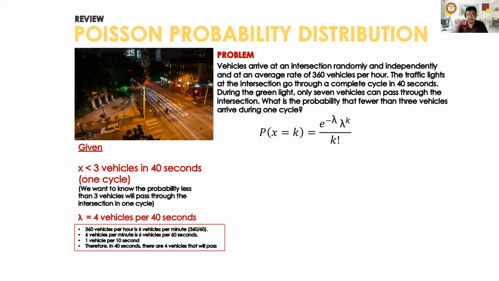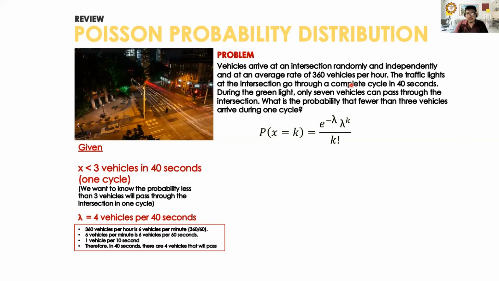So let's go ahead and define what the given values are. Our x here is less than 3 vehicles in 40 seconds. And then 40 seconds here is defined as one cycle. We want to know the probability that fewer than 3 vehicles will pass through the intersection in one cycle. And what's tricky here is actually our value of lambda. We are given an average rate of 360 vehicles per hour. And in Poisson problems, we should always take note that the unit of lambda must be equal to the unit of the event, which is x or k.